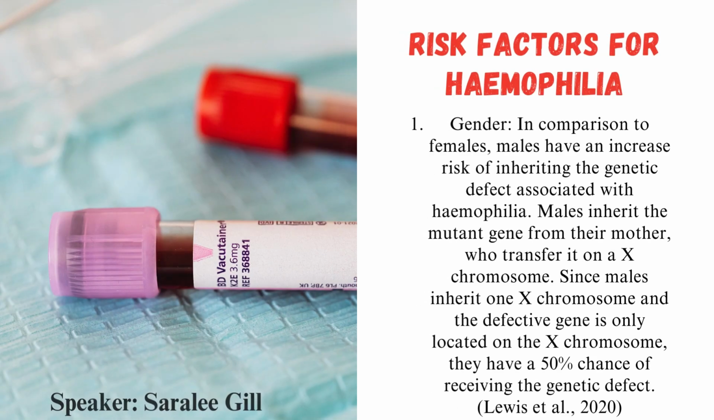Risk factors for hemophilia. Gender. Males have a higher risk of inheriting hemophilia due to genetic defects being passed on the X chromosome, which they receive from their mother. Since males have only one X chromosome, they have a 50% chance of receiving the defective gene if their mother is a carrier. Females with two X chromosomes are carriers only if they inherit the mutated gene from their mother or father. This is because one healthy X chromosome can compensate for the faulty one in females.